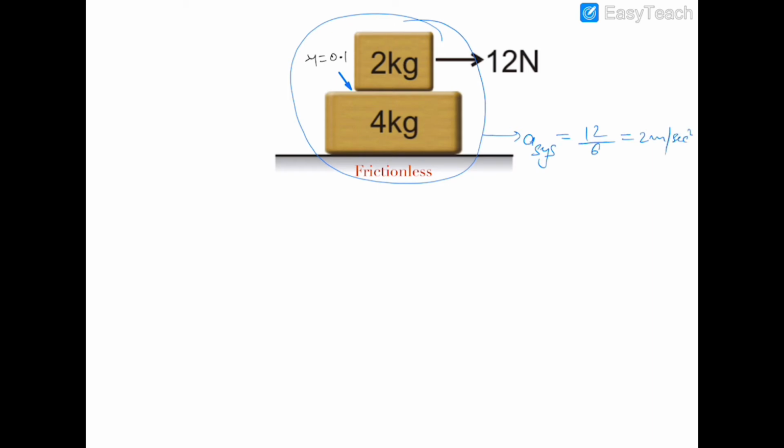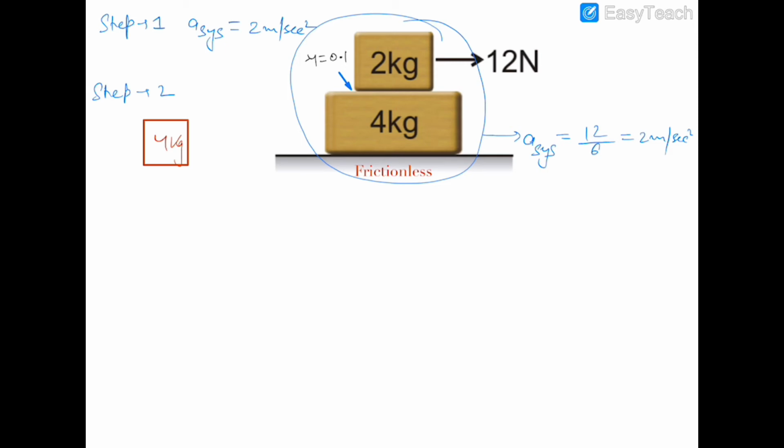Now to check whether they are slipping or not, we have to execute our steps. So step 1 which I am executing is the calculation of A system. So A system will be 2 meters per second square, which I have already calculated. Now step 2 is the formation of free body diagram of the block which is not experiencing any external force, and that block which is not experiencing any force is 4 kg. So I am drawing the free body diagram of 4 kg.